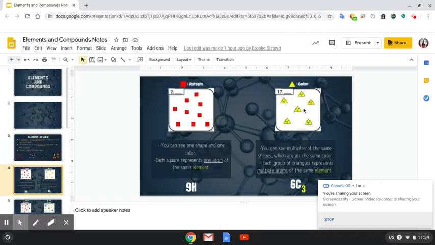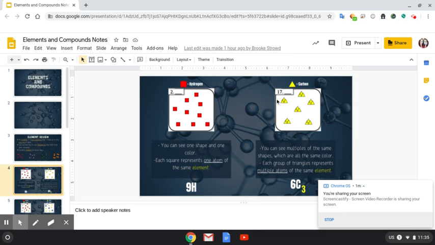So here are some visual examples with models. You can see in our first example, number 2, that it has one shape and it has one color. Each square represents one atom of the same element. So because that red square symbolizes hydrogen, and there's 9 of them, it would be 9 hydrogen. And this is the element symbol, capital H for hydrogen.